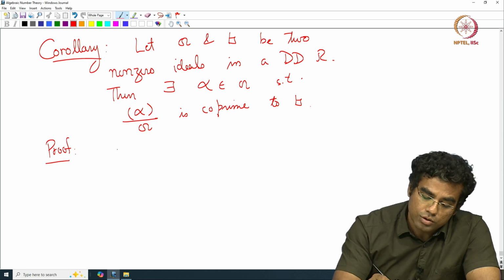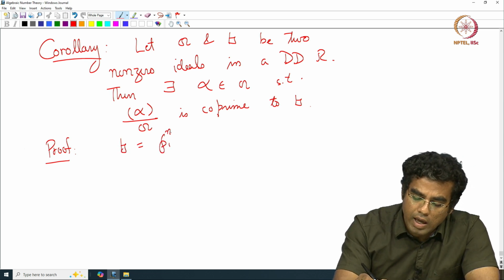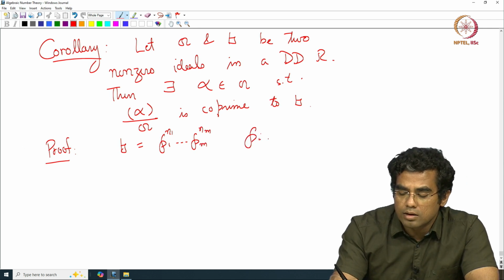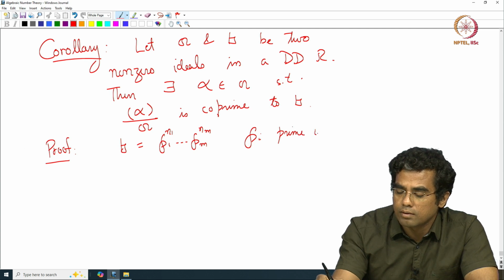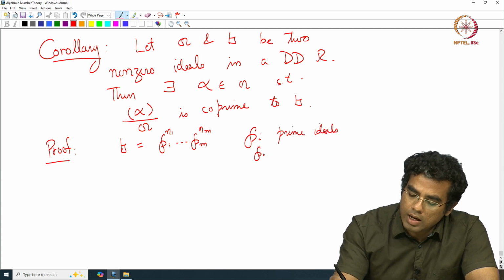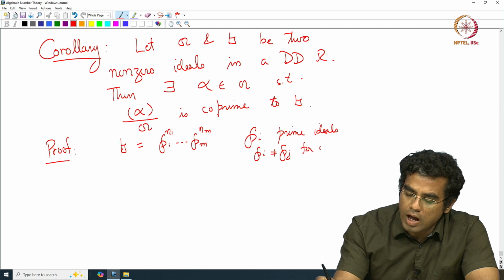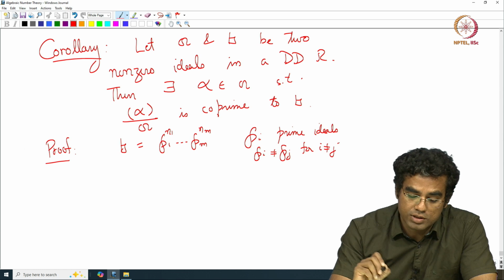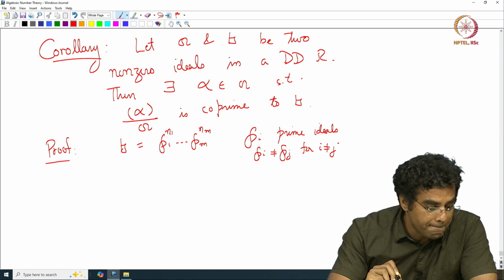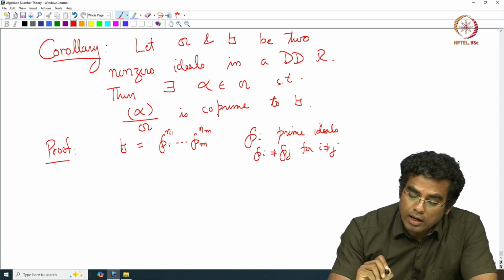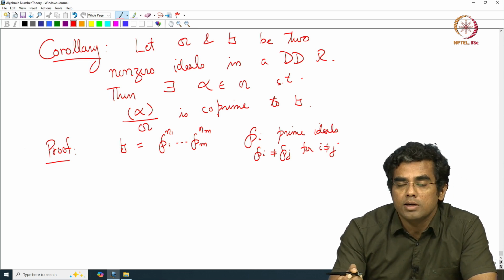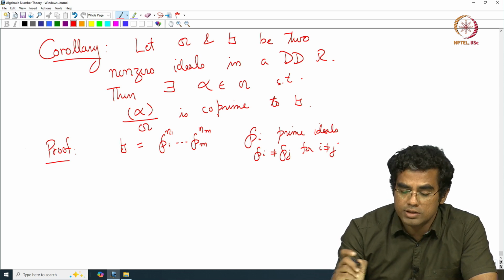Okay. So, let B be p1 to the n1 up to pm to the nm. So, here the pi are prime ideals, pi is not equal to pj for i not equal to j, right, and so this is a prime factorization. Okay. Now, each of these pi, it may or may not divide A, right. I am not assuming anything about A and B, right. For example, I just said that A could be equal to B, it does not matter.